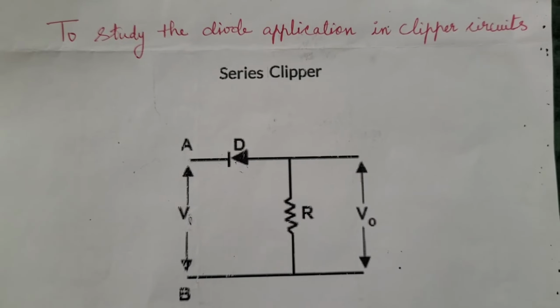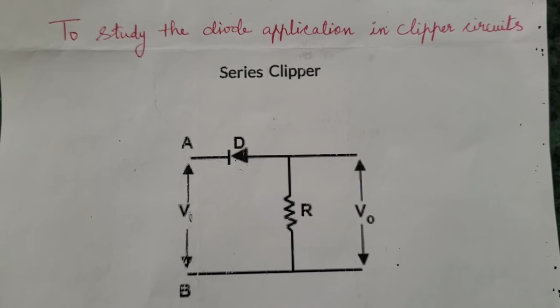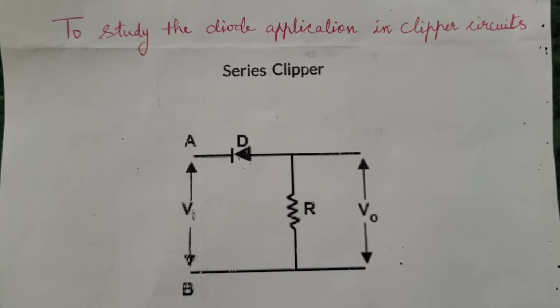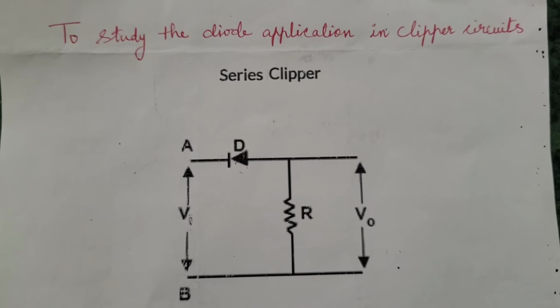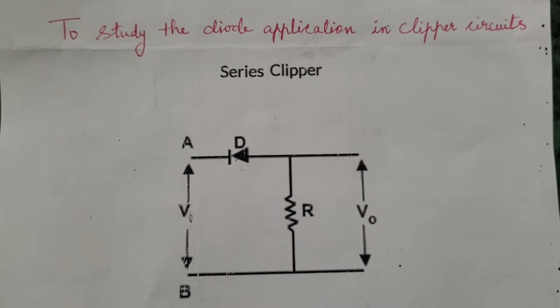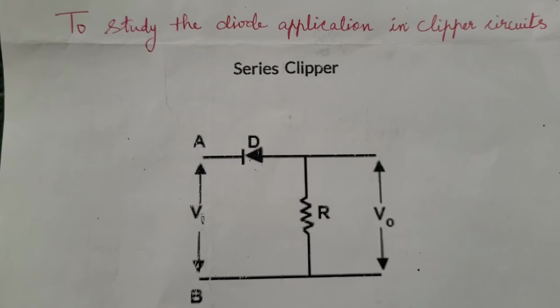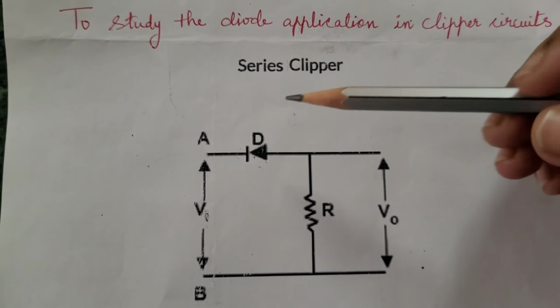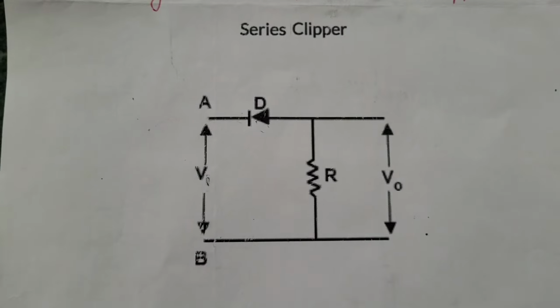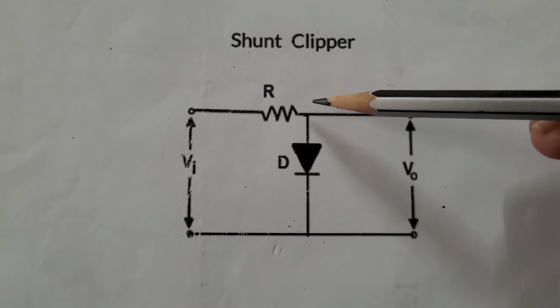Hello students, we are going to study the diode application in clipper circuits. Clipper circuits are also known as limiter circuits, which clip off some portion of the input AC signal without changing the shape of the input signal. There exist two combinations of clipper circuit. One is series clipper circuit, in which the diode is connected in series to the input source. The other one is shunt clipper, in which the diode is connected in parallel to the input source.